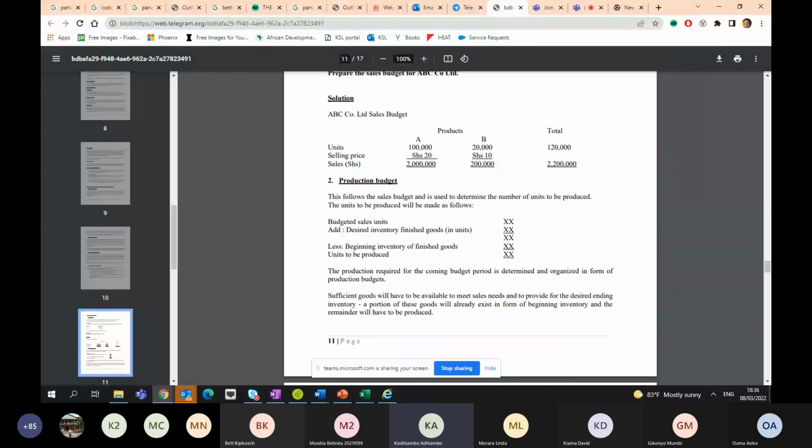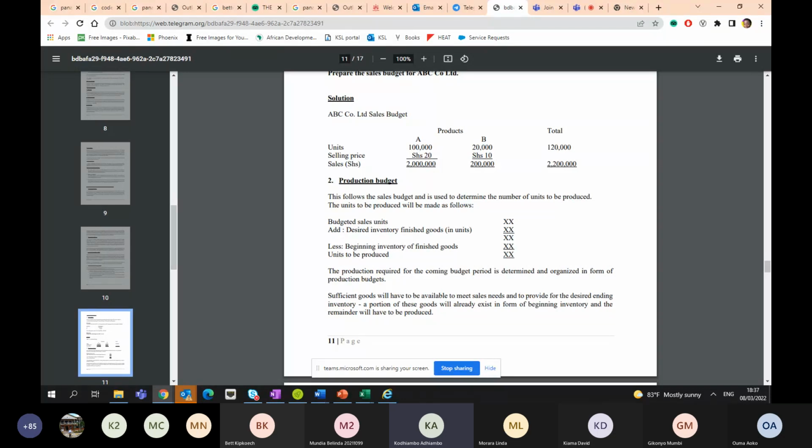So the next part is looking at the production budget. How do you come up with a production budget? Before we even go into the formula, it's really simple. You ask yourself, how much do I need? I need 2,200 units, or for product A, I need, here we're looking at production, so production is number of units. For product A, I need 100,000 units. For product B, I need 20,000 units. So how much do I really need to produce? You only get to this by asking yourself, what do I need and what do I already have?